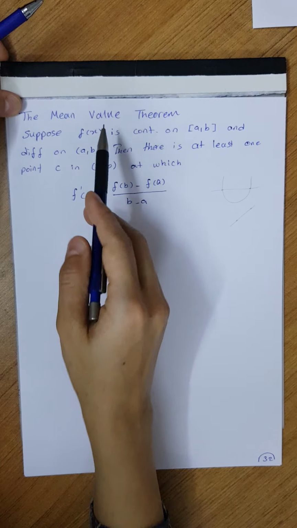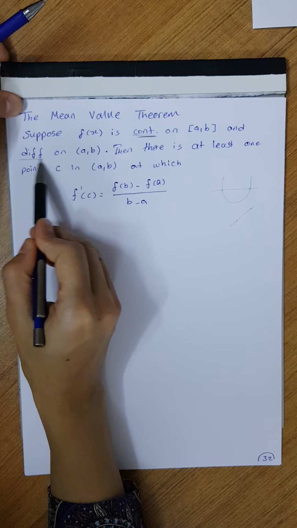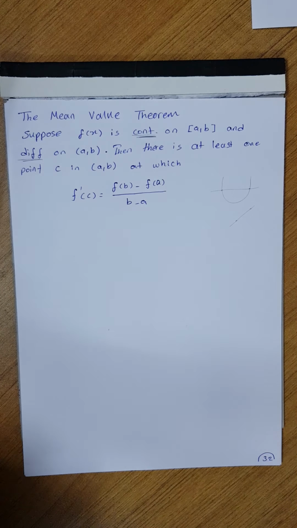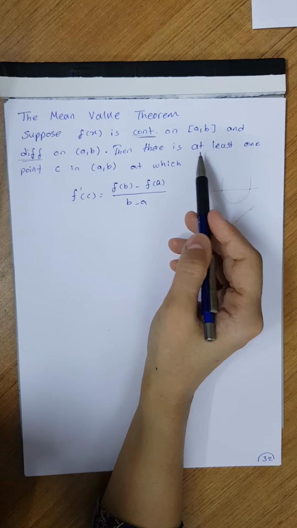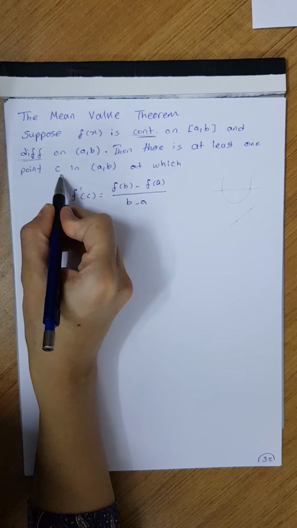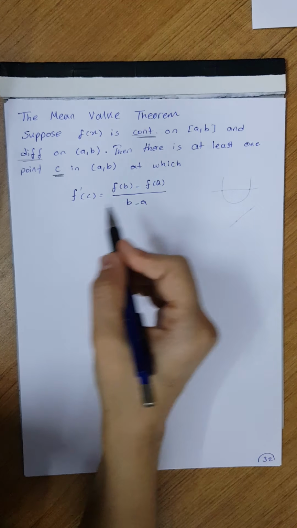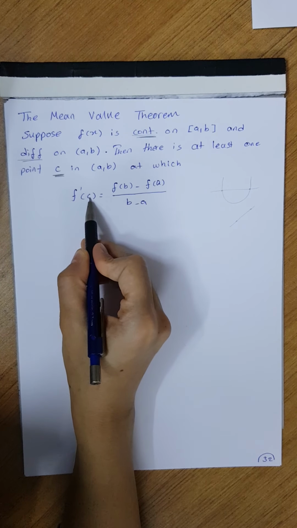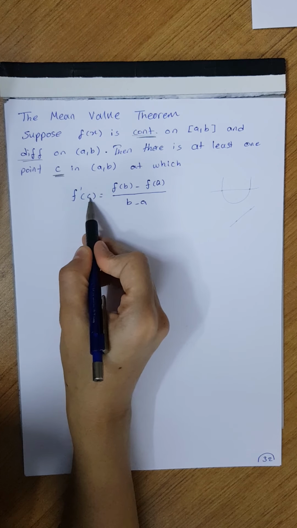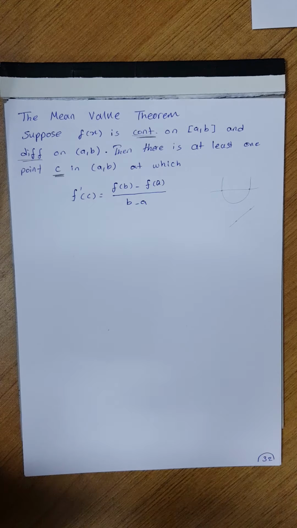So what do we have? Again, f of x must be continuous on the closed interval and must be differentiable on the open interval. Then we can talk about the mean value theorem. If continuity and differentiability hold on that interval, we can find at least one point c in that interval such that f prime of c, the derivative of the function at that number c, is equal to f of b minus f of a over b minus a.